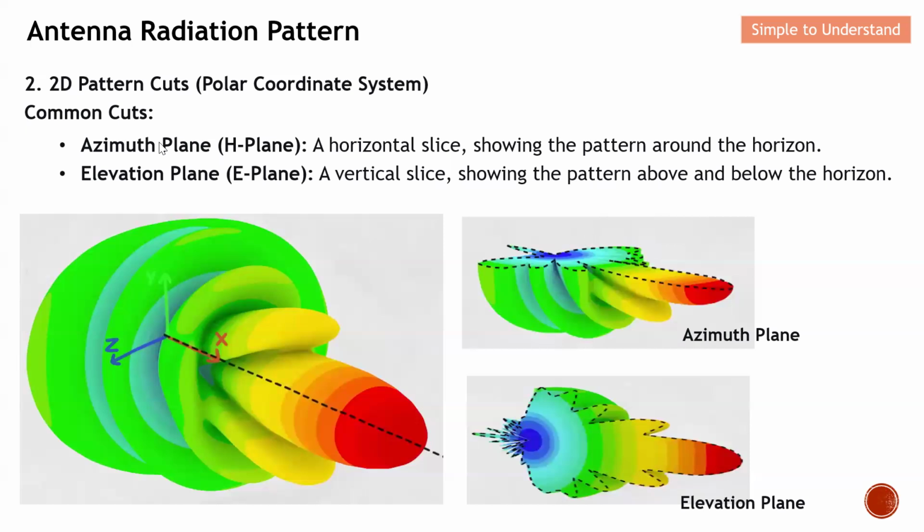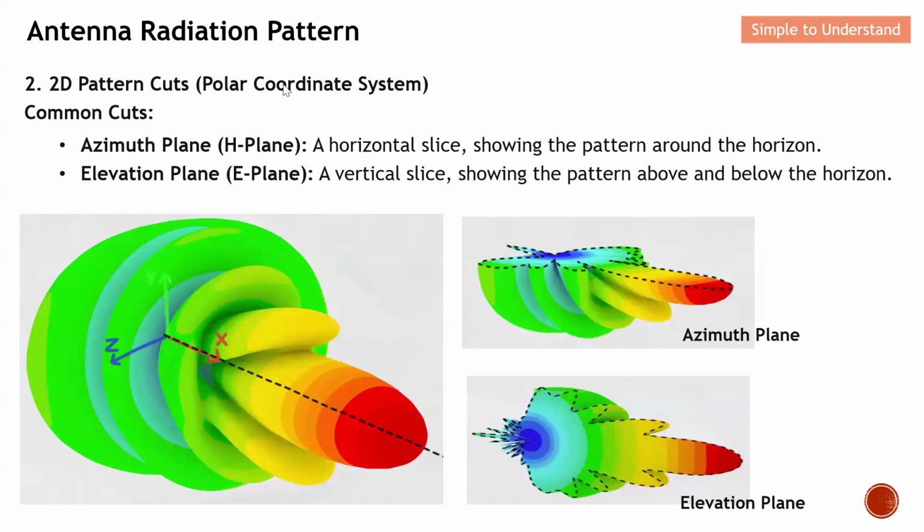Next will be the elevation plane, which is also known as the E plane. This will be a vertical slice showing the pattern above and below the horizon. Basically this will be cut at the y-axis from here. Therefore, you can get this elevation plane from here. Again, from here, you will be able to see more information regarding the radiation pattern of the antenna.